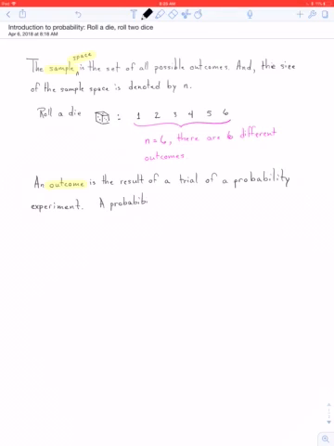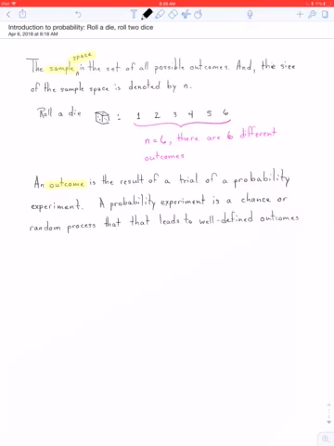Whoops, I think I messed up my spelling quite a bit. A probability experiment is a chance process, or you might hear the word random process, that leads to well-defined outcomes, or results.